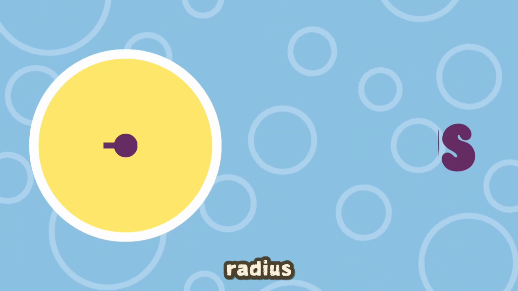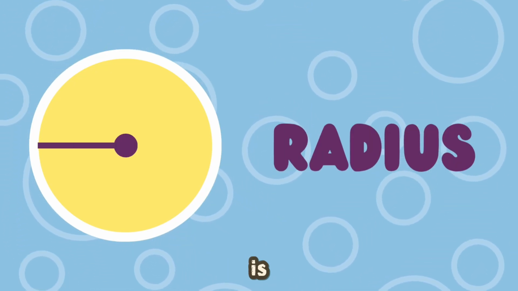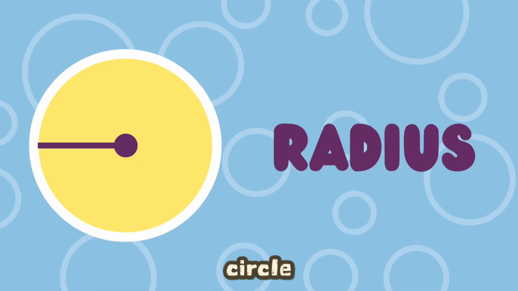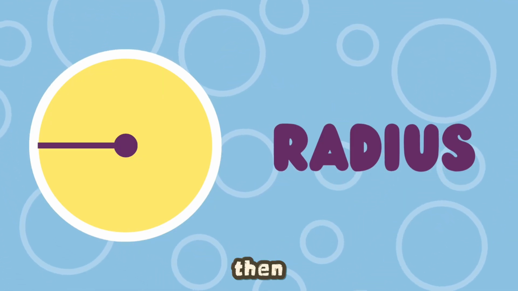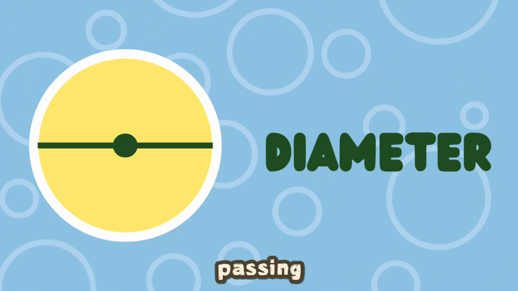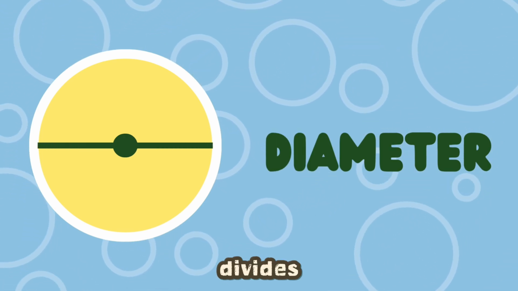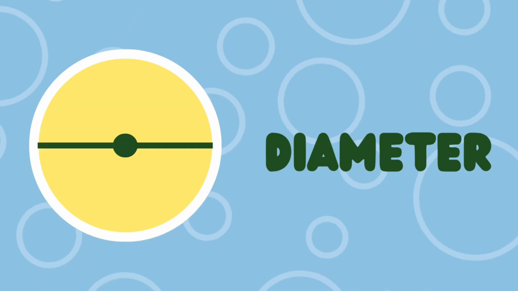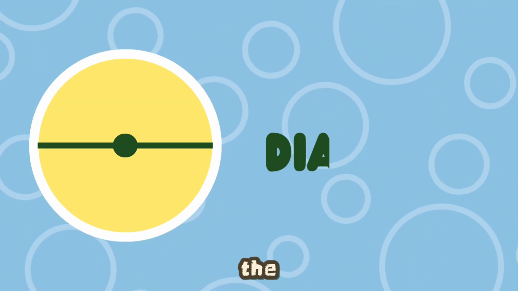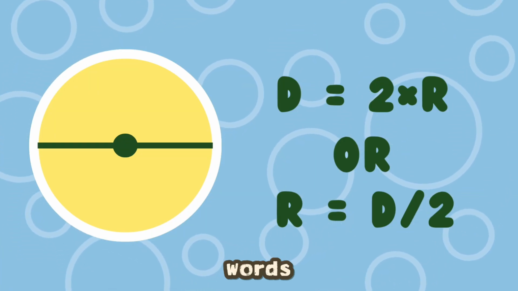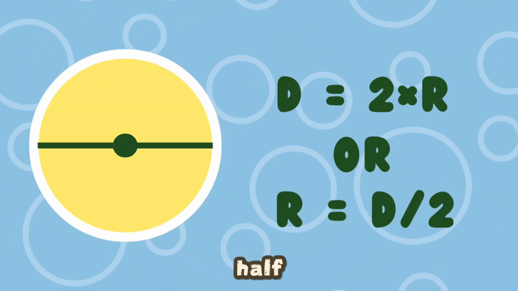And this is the radius. The radius is the distance from the center to any point of the circle. Then we have the diameter, a straight line passing through the center that divides the circle into two equal parts. Remember that the diameter is twice the radius, or in other words, the radius is half the diameter.